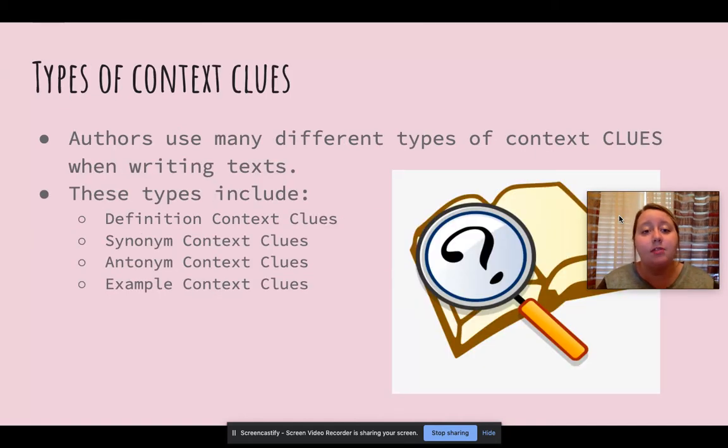There are four types of context clues, and every time an author writes a text or a sentence or a passage, they're constantly giving us context clues, and they'll typically give us one of four types. The first one is definition context clues, the second is synonym context clues, the third is antonym context clues, and the fourth is example context clues. Now we're going to learn about those four types of context clues.